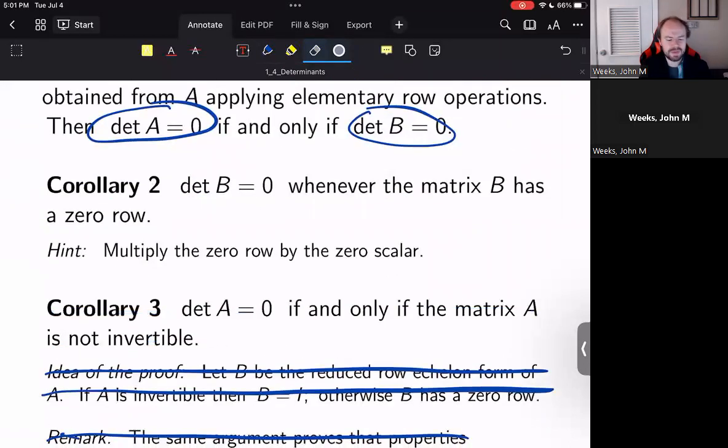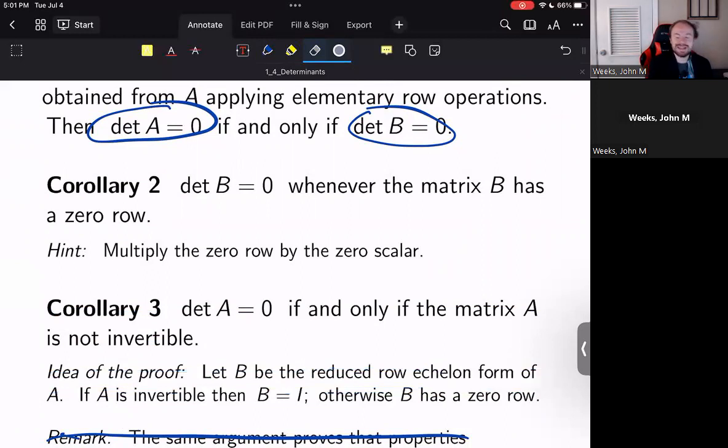Then there's corollary 3. The determinant of A equals 0 if and only if the matrix A is non-invertible. Well, let's talk about how we reduce to row echelon form. Again, something we talk about in chapter 3 of this text and is assumed more or less for this course. Let's let B be the reduced row echelon form of the matrix A. Well, if A is invertible, then we know that we can go through this square matrix and row reduce to get our matrix to be B equals I.